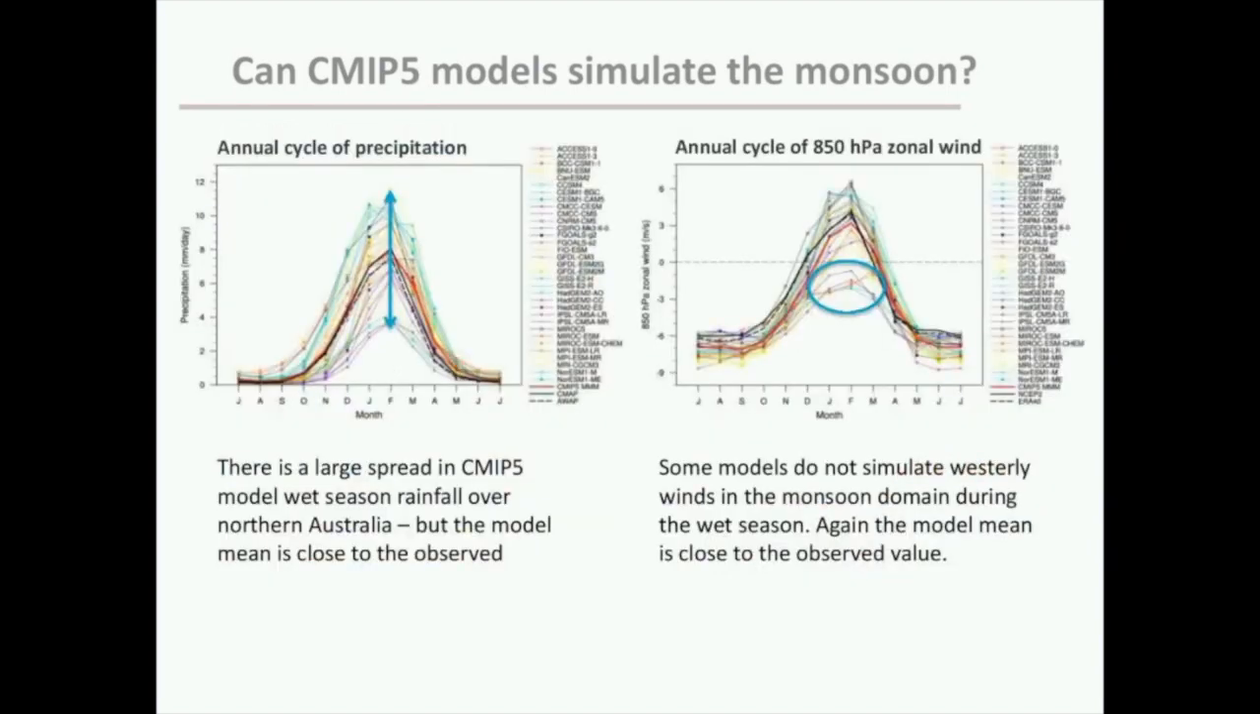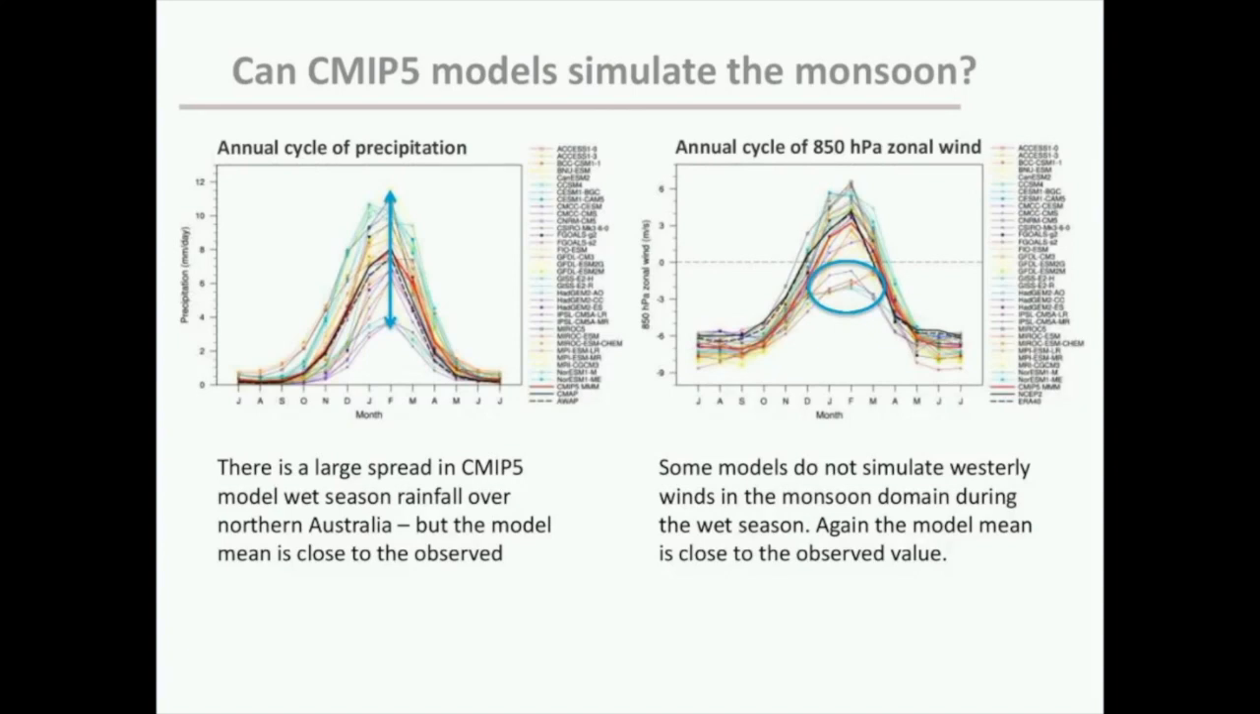So looking at a little bit of a different criteria for the models, how well do they simulate the annual cycle? So we've got the annual cycle of precipitation for each of our individual models. That may be a little hard to see, but hopefully you can see the thick red line, which is the model mean, and the black and black dashed lines are two different observational datasets.